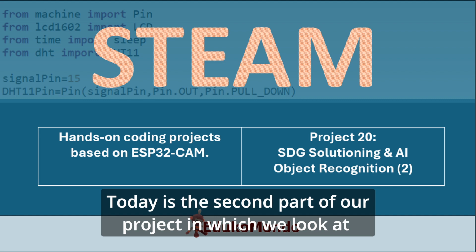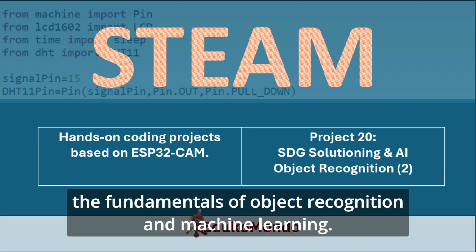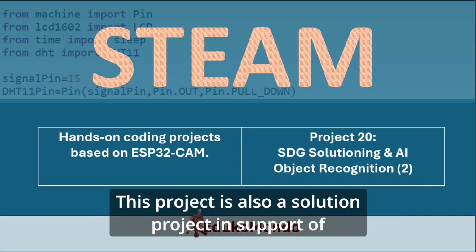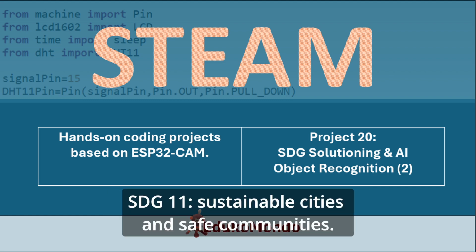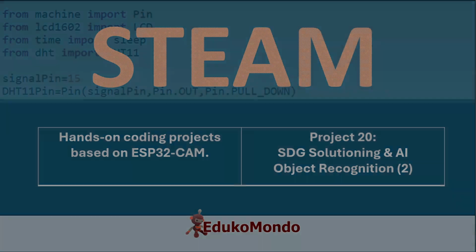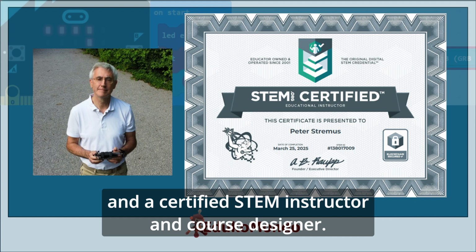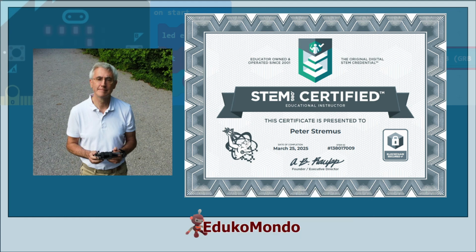Today is the second part of our project, in which we look at the fundamentals of object recognition and machine learning. This project is also a solution project in support of SDG 11, Sustainable Cities and Safe Communities. My name is Peter. I am the founder of Recogn and a certified STEM instructor and course designer.